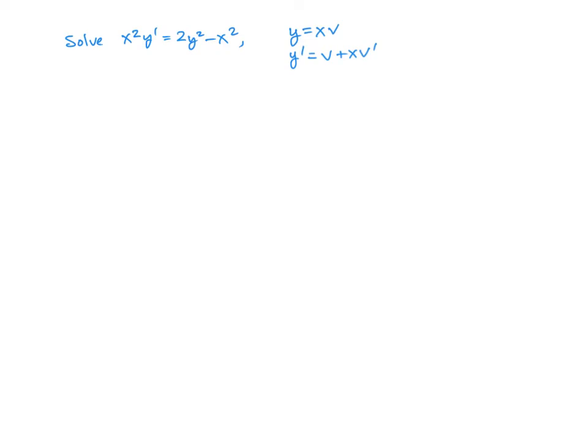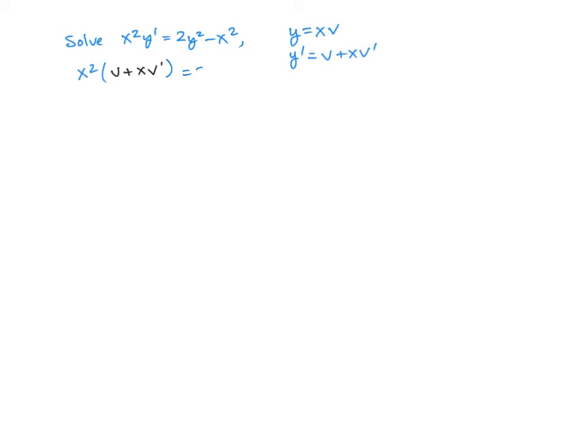Okay, so the next step of this problem is to now make the substitutions that we talked about earlier. So again, we're going to take our y and swap it out with xv, and swap out y prime with v plus x times v prime. So we've got our original x squared, and then again, the y prime is being replaced with v plus x times v prime.